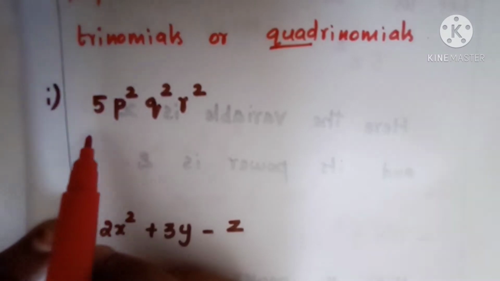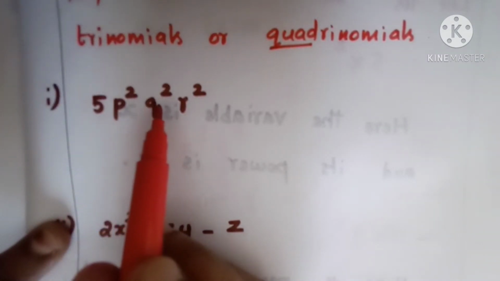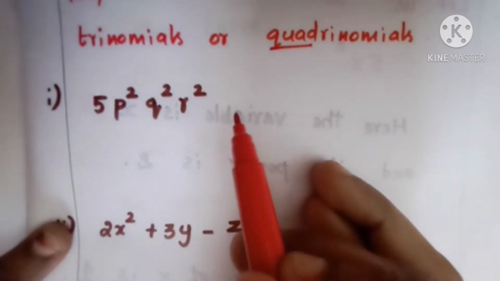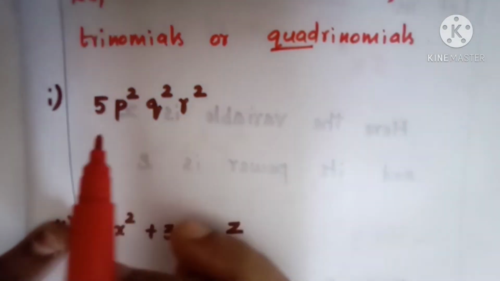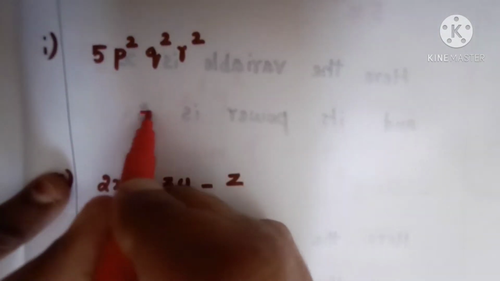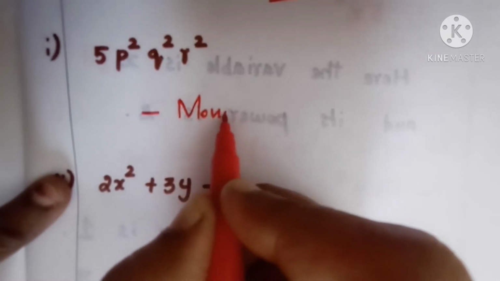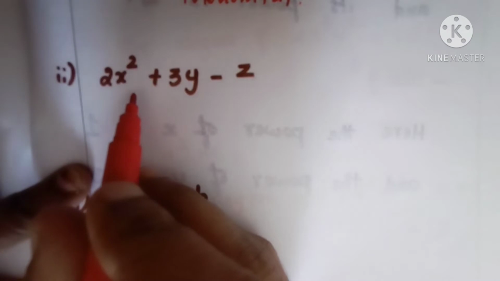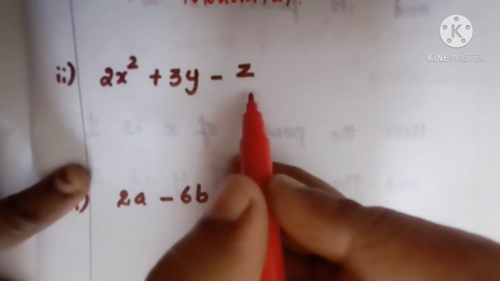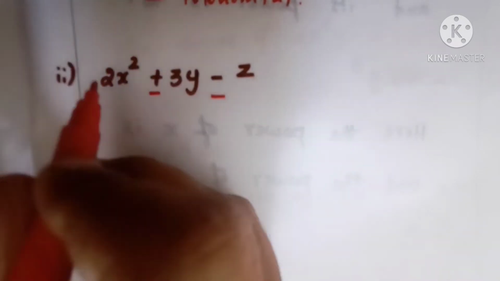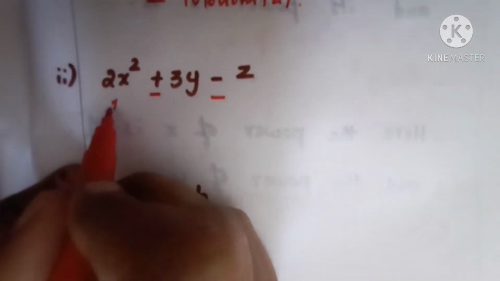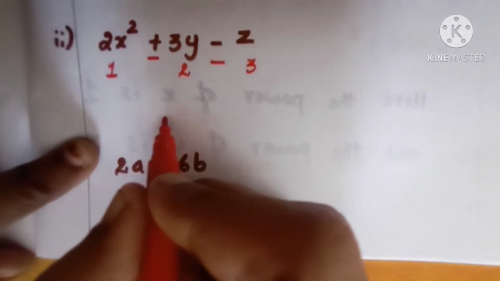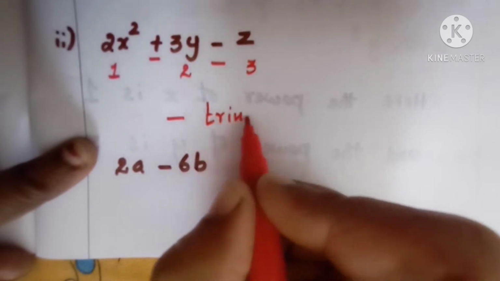First sum 5p square, q square and r square. It has no more plus and minus operations. It has only one term. So it is called as monomial. And second sum 2x square plus 3y minus z. Plus and minus are splitting the terms. So it has 1, 2, 3. Totally it has 3 terms. So it is called as trinomial.